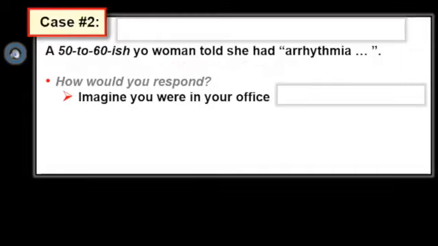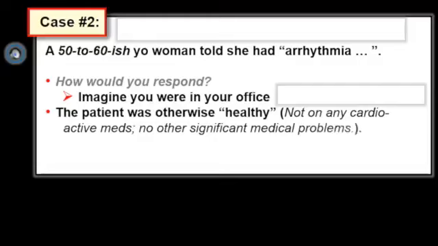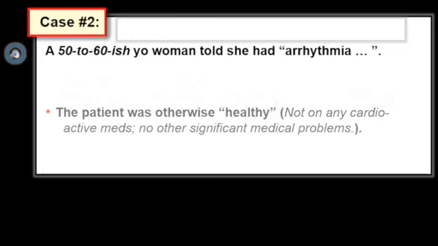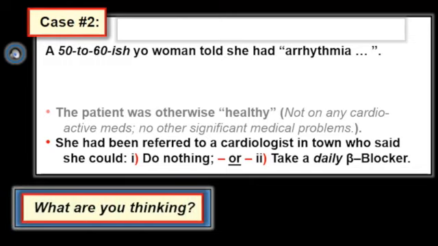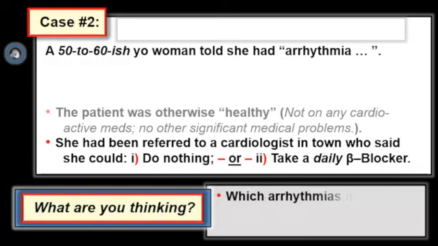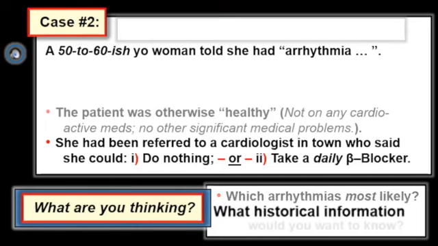She was otherwise healthy, not on any cardioactive medications, and she had no significant medical problems. She tells you that she had already been referred to a cardiologist in town who told her she could either do nothing or take a daily beta blocker. What are you thinking? Which arrhythmias would you think might be most likely in this case? And what additional historical information would you want to know?